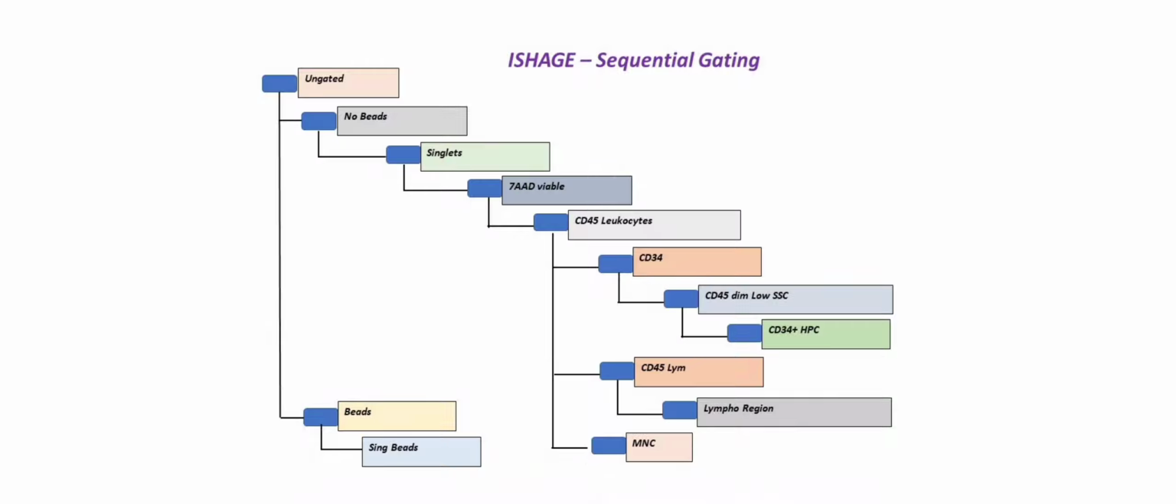Fourth will be the 45 versus side scatter to locate the CD45 WBC. Fifth will be the 34 versus side scatter to define CD34 cells as well as to remove the non-specific binding of CD34. Fifth will be forward scatter versus side scatter to define lymphoblastogenic region and CD34 cells. And finally, we will locate the beads and put singlet beads gate.